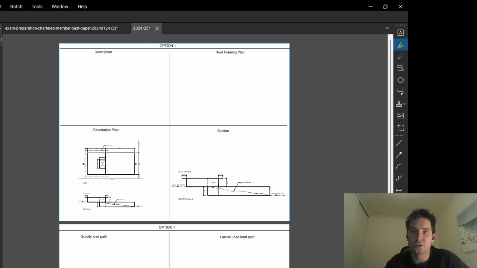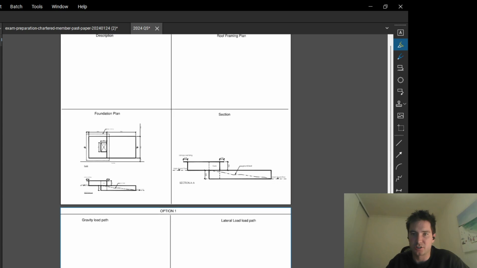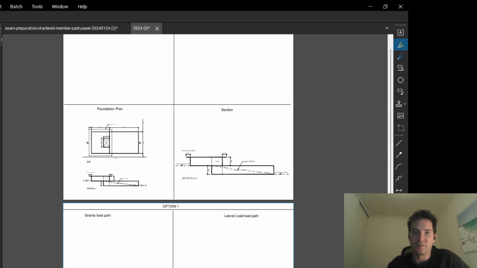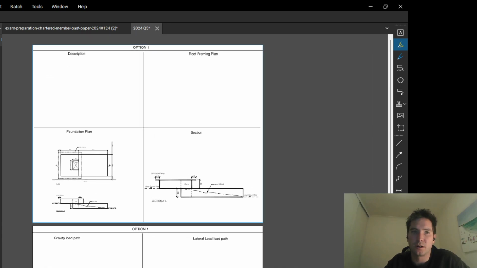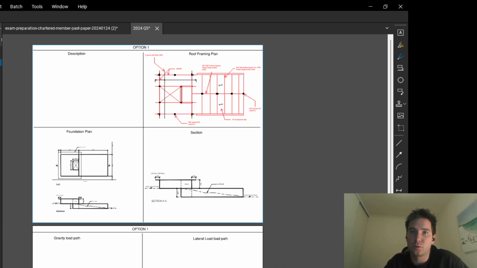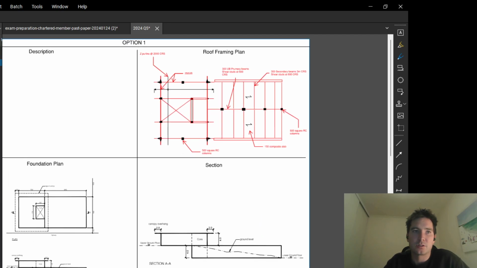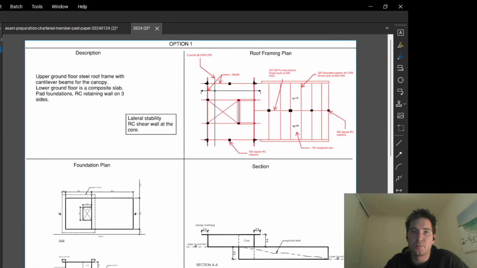to show just for one option. I'll put a description, a roof framing plan, a foundation plan, and a section to really capture that varying ground profile. And then similar to previous videos where I analyze my concepts, I show my understanding and draw the bending moment diagrams and the load paths for the gravity load path as well as the lateral load path. So if we just have a look at the roof framing plan, I'll turn on my description.